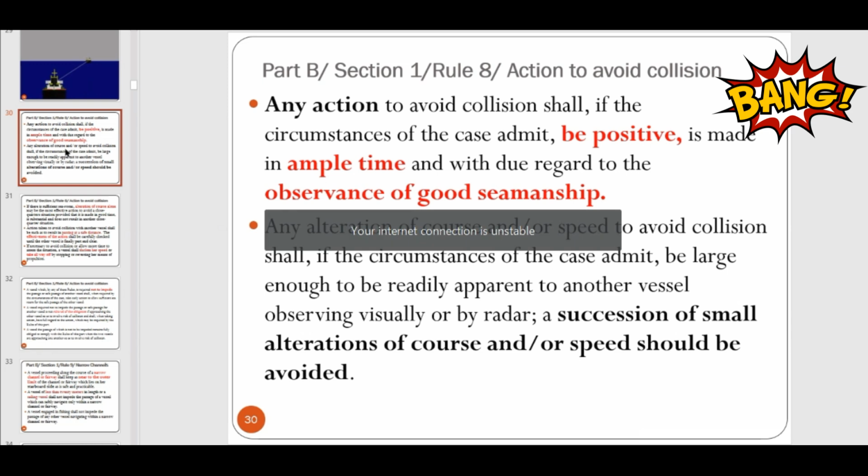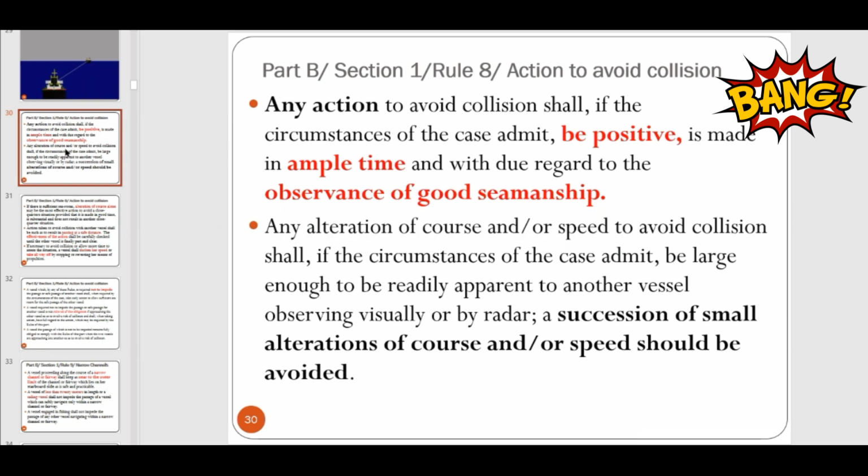So instead of avoiding action, your action will be such that it may possibly land you in another close quarter situation instead of avoiding the collision. So it basically means that when you are talking about action to avoid collision, and that action consists of alteration of course or speed, you should avoid small alterations, a succession of small alterations.